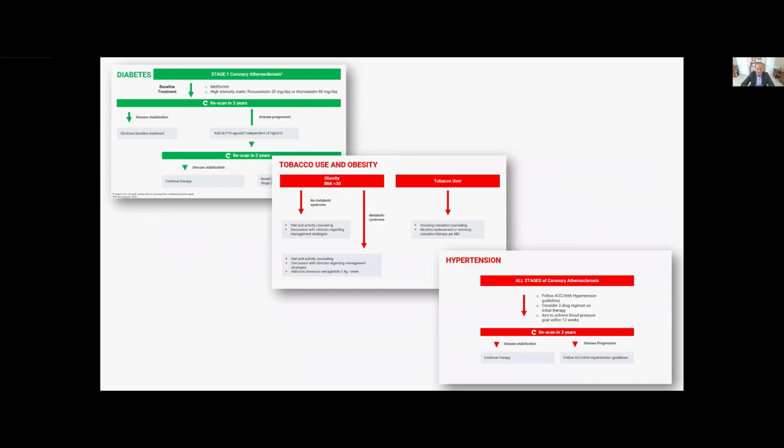I'm not going to go through all of these since we don't have time, but just to give you an idea, there are recommendations for diabetes and for hypertension, as well as behavioral modifications, including tobacco use and obesity.